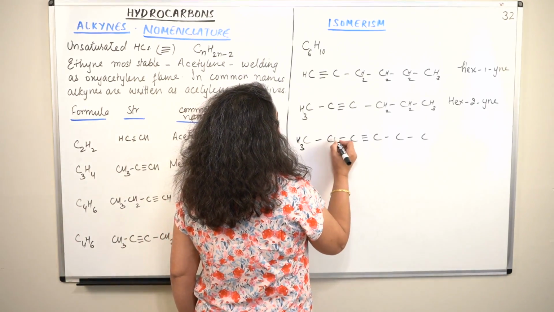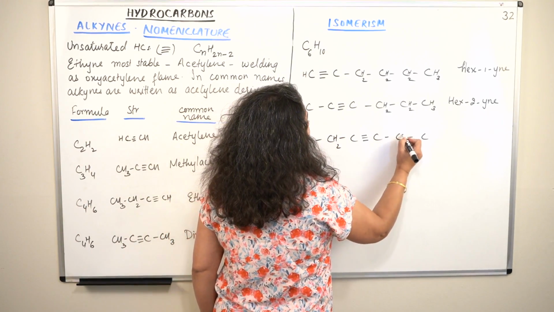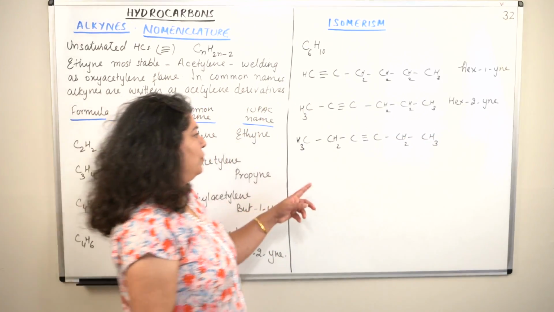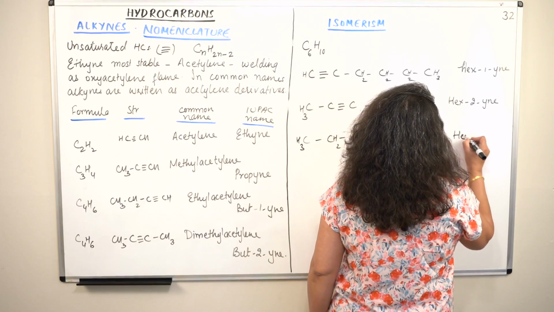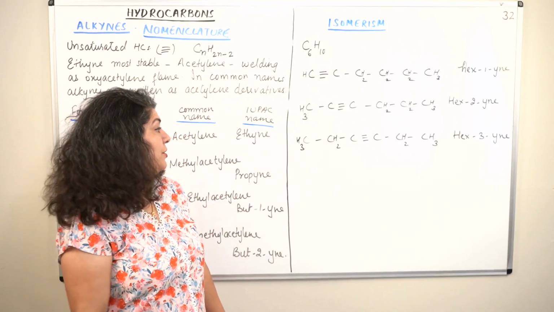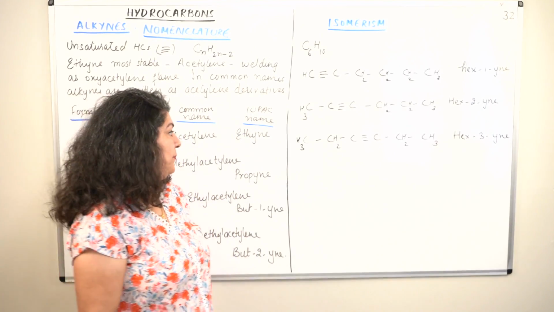So let us fill up the hydrogens. 3 hydrogens here, 2 hydrogens here, 2 hydrogens here, 2 hydrogens here, and 3 hydrogens here. This would be hex-3-yne, right? Hex-3-yne.